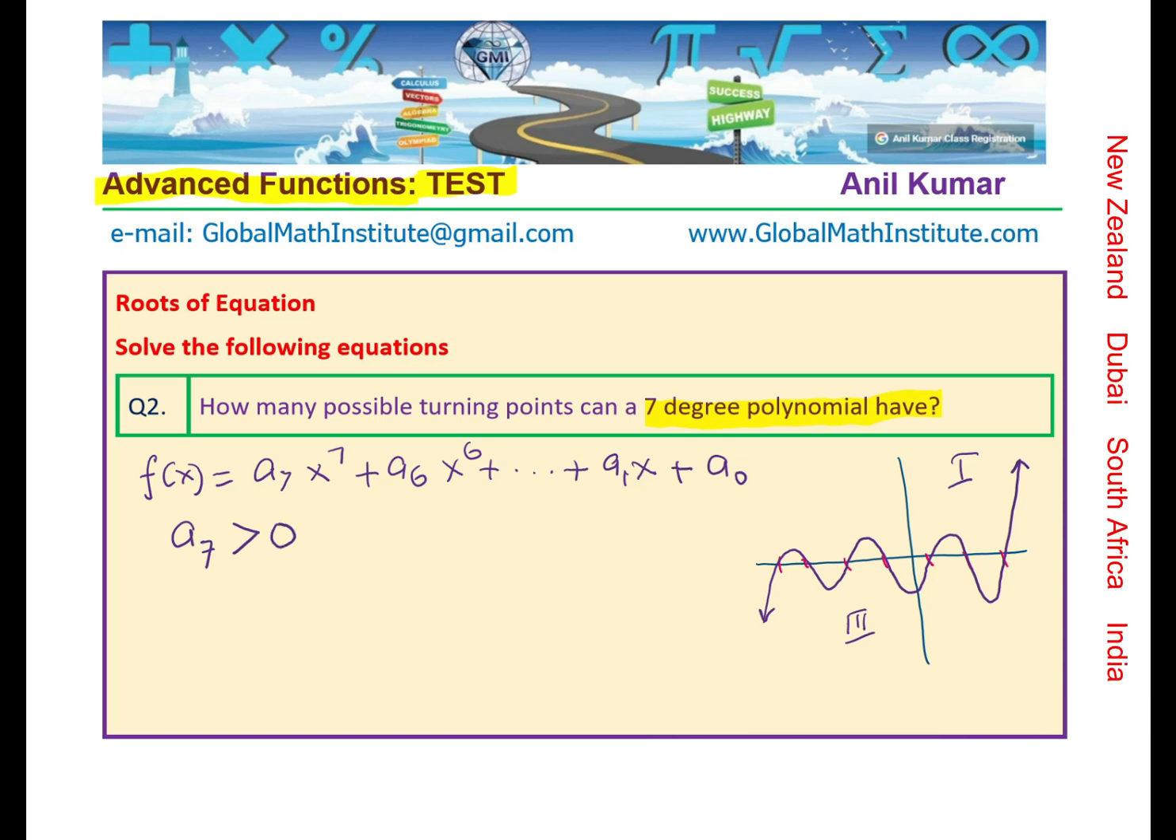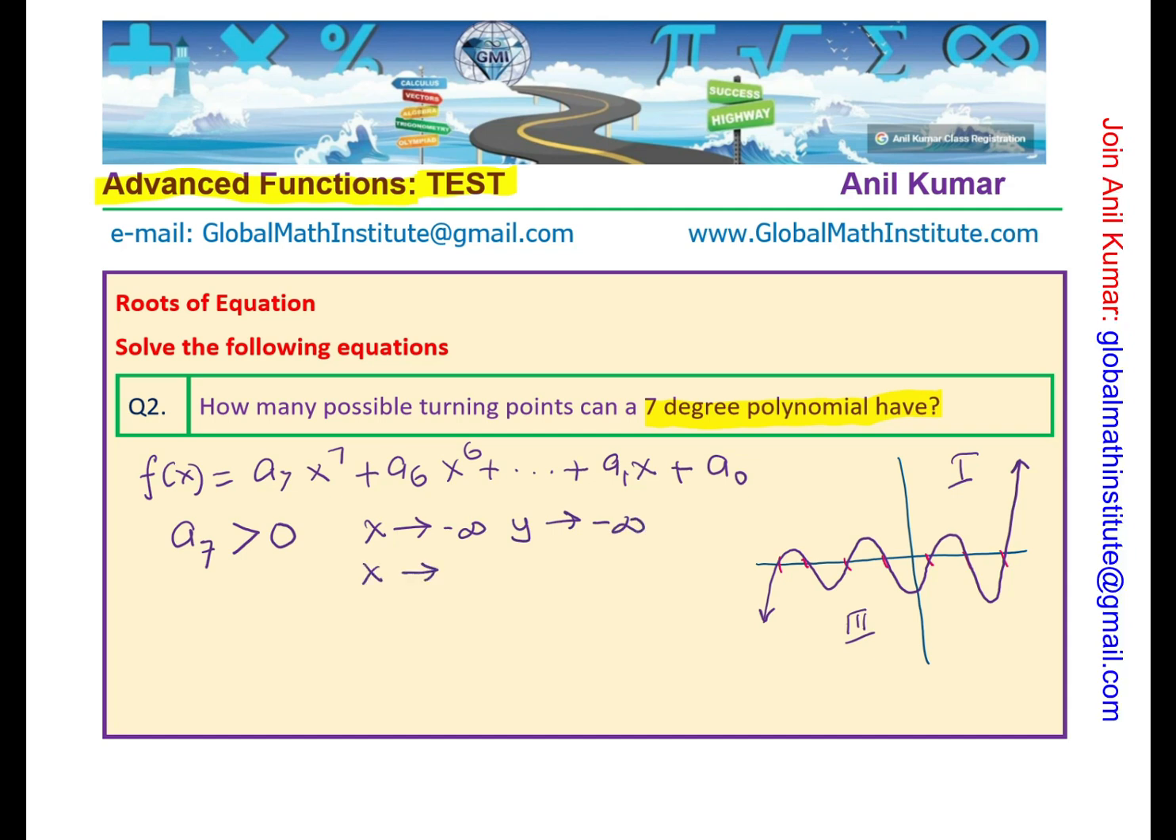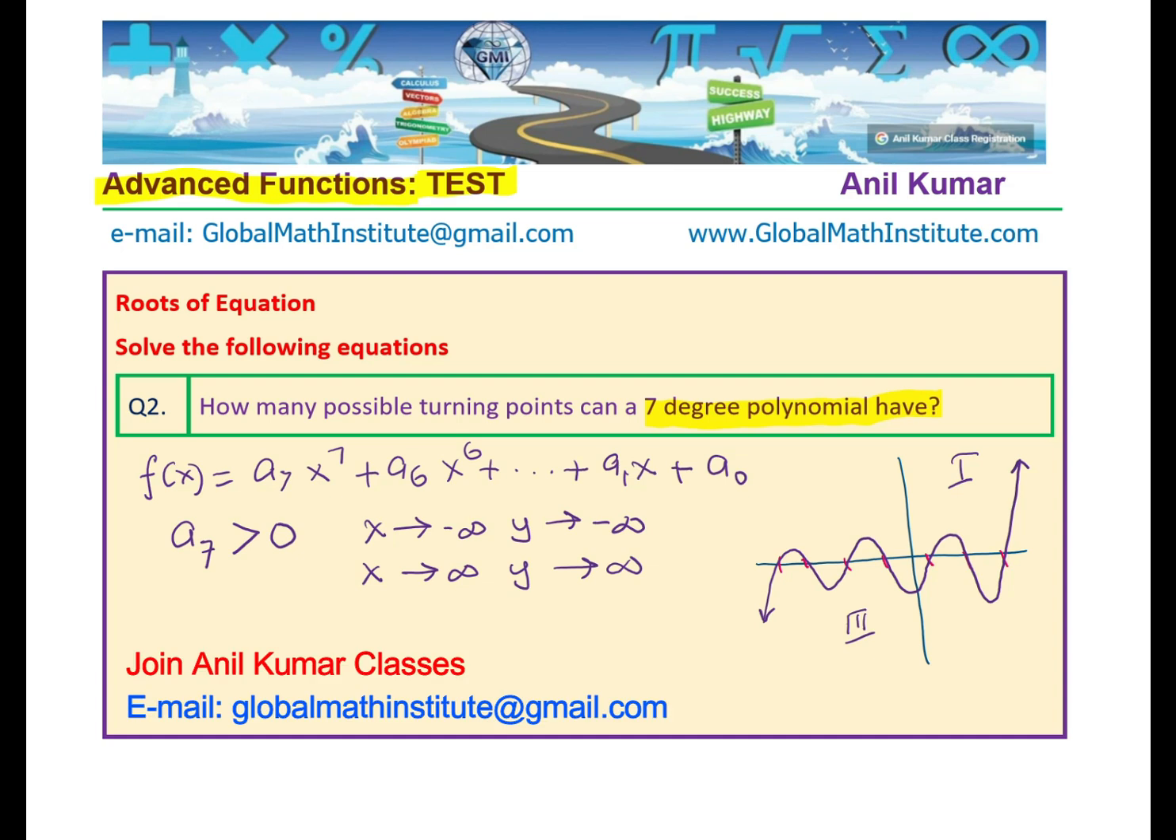So in that case, we have the end behavior, which is when x approaches minus infinity, y approaches minus infinity, and when x approaches positive infinity, y approaches positive infinity. So basically, odd degree functions go diagonally across from 3 to 1, maybe something like this. Now let's try to understand how many possible turning points can it have?